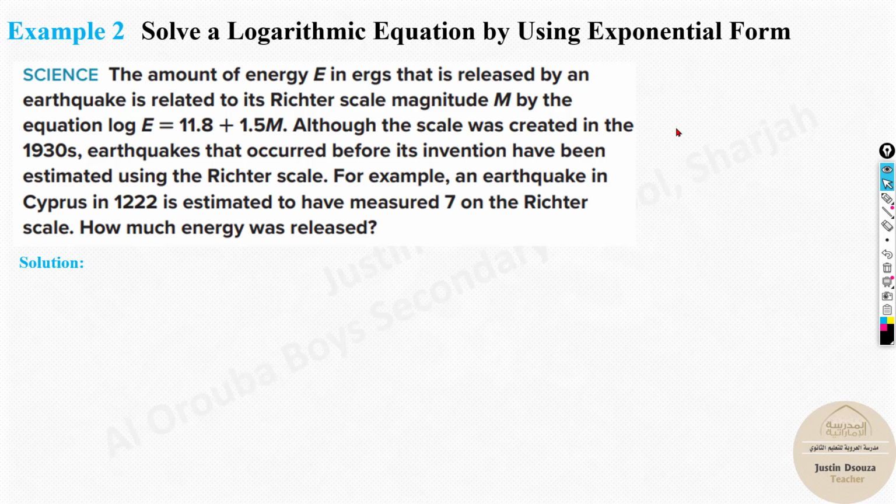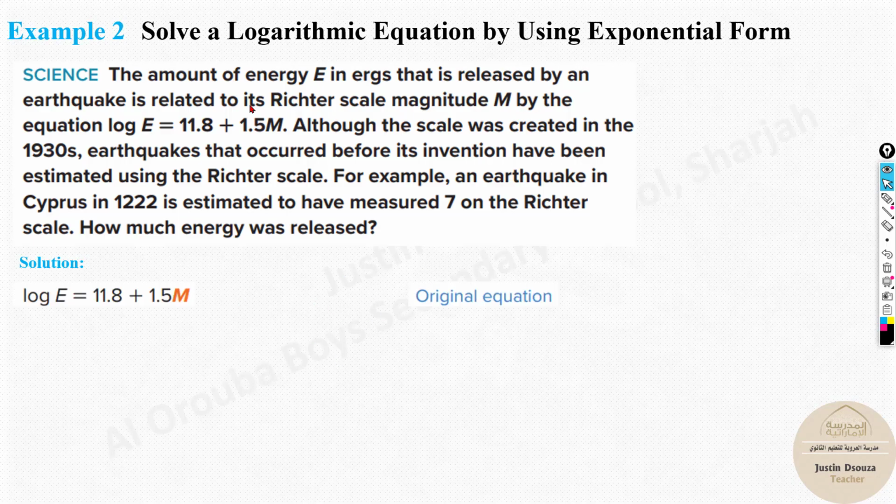Although the scale was created in the 1930s, earthquakes that occurred before its invention have been estimated using the Richter scale. For example, an earthquake in Cyprus in 1222, in the 13th century, is estimated to have measured 7 on the Richter scale. How much energy was released? Now, the Richter scale uses a logarithmic function, and it is used to measure earthquakes. It's a real world application.